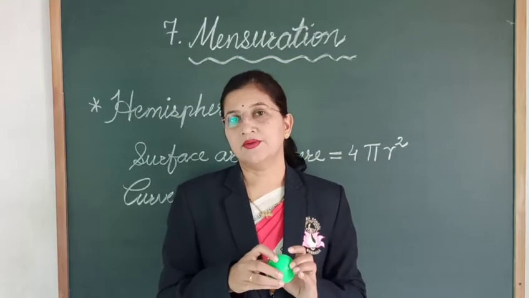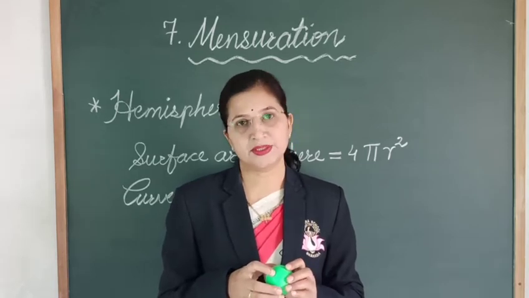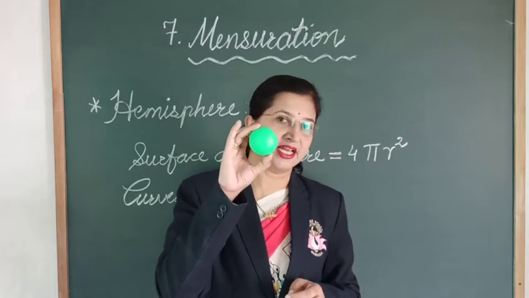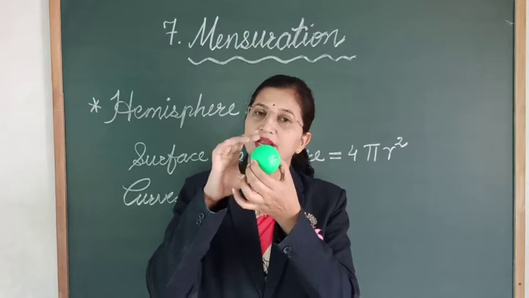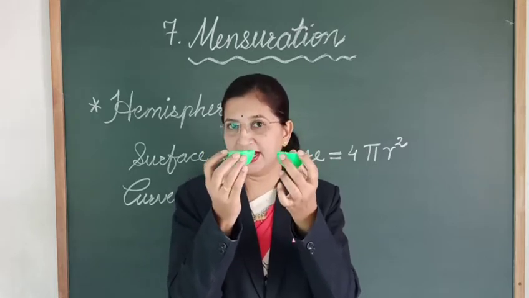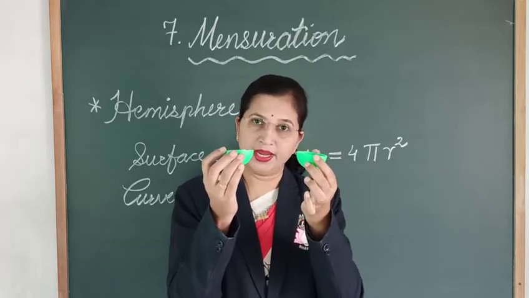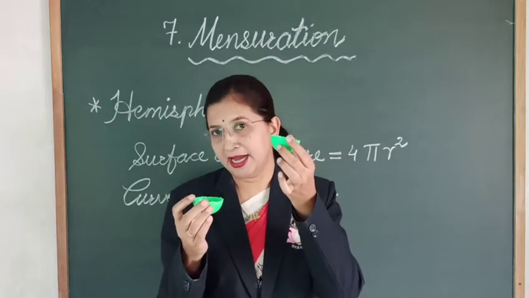Now dear students, we have studied the formula for the surface area of a sphere. This is the sphere, and its surface area is 4 pi r square. If we cut this sphere into 2 equal parts, each part is called a hemisphere. Now we are going to study the formula for the hemisphere.